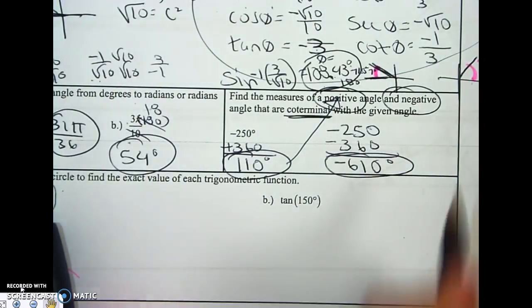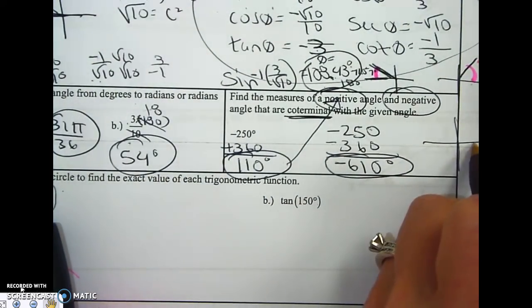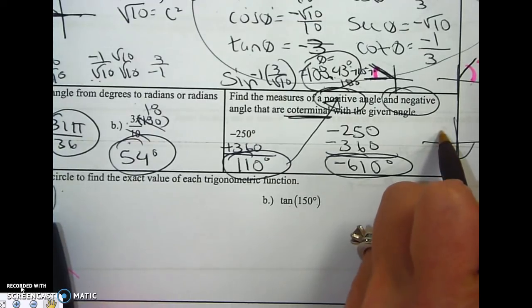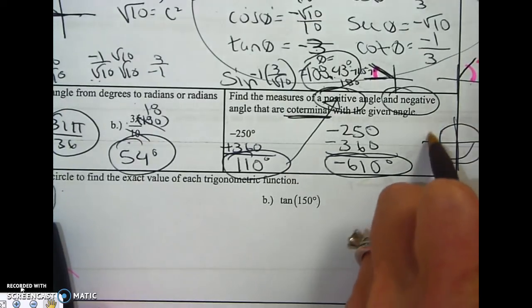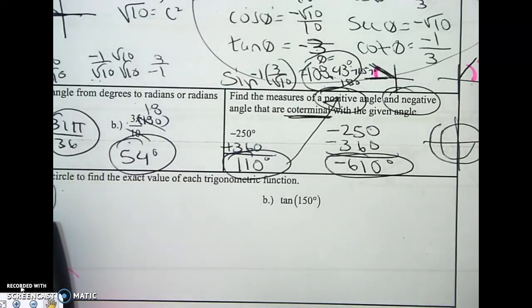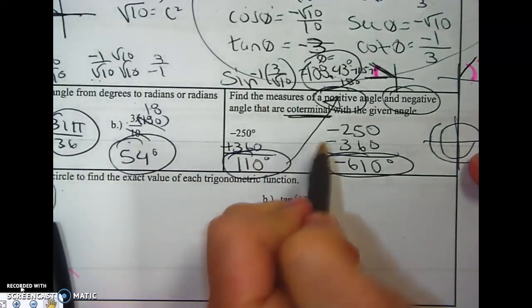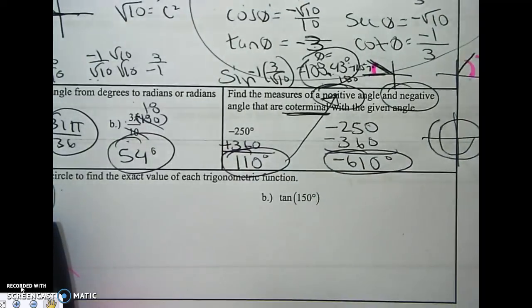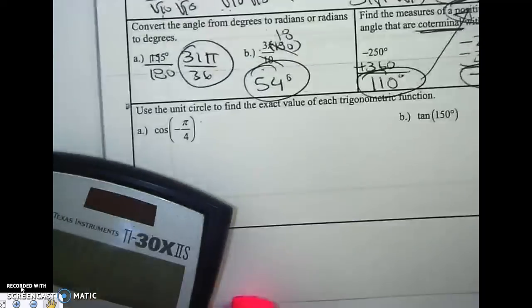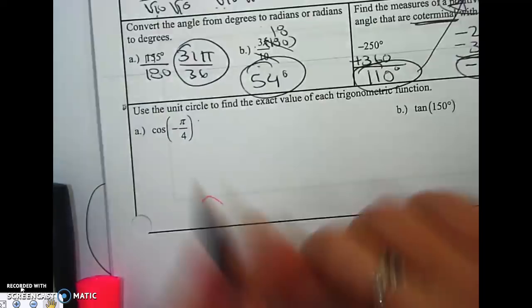Okay? Because all that it's telling me is that if I go negative 250 degrees and I go around again, I can still end up in the same spot, and that's negative 610. So be careful of that, because that's what I'm going to be asking you on the test. All right, last two on the bottom. Use the unit circle to find the exact value.